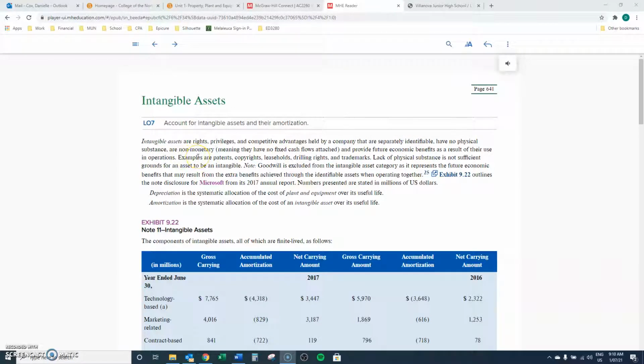non-monetary. Should really have a second coffee before I do these in the morning.